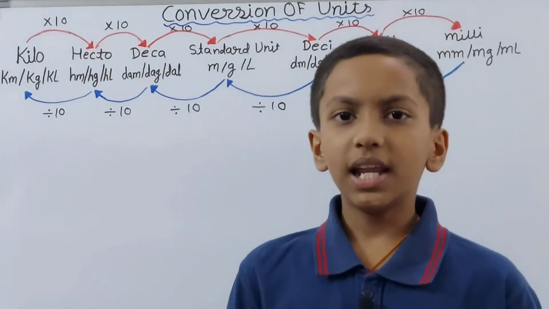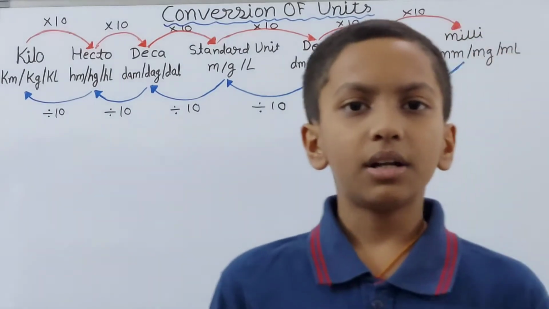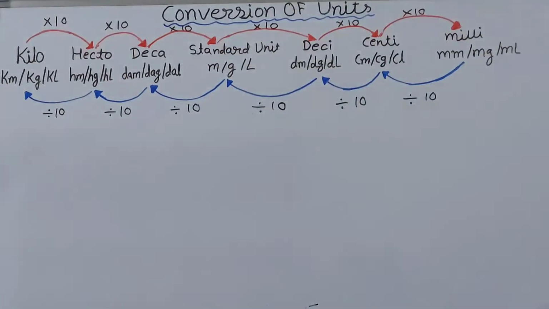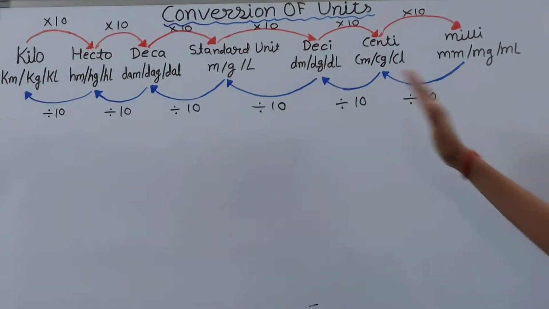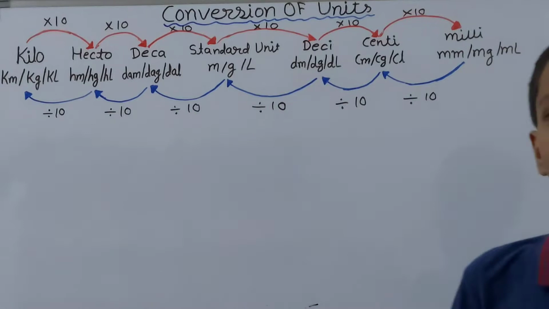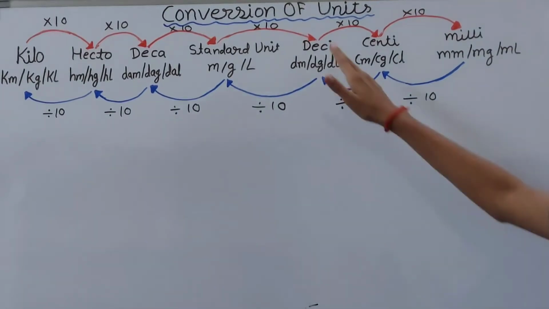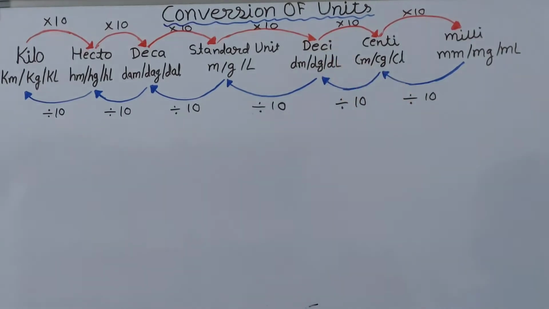Now friends, let's see the units which are smaller than our standard units. When we move to the right of our standard units, the units which we get are smaller than our standard units. Let's see them. From here we get deci, okay. This may be decimeters in length, decigram in weight and deciliters in capacity.